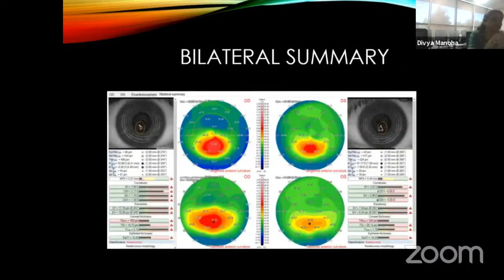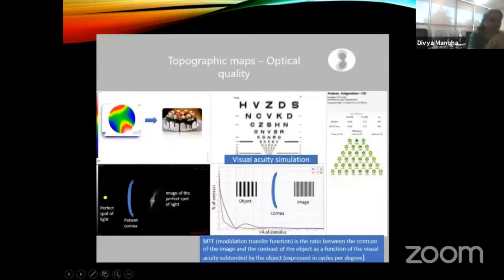The other nice thing about the anterior segment OCT is the presence of this optical quality panel display. So this basically gives us a simulation of the visual acuity of the cornea. So this is good to explain to the patient. You can explain to the patient how his vision actually is right now.